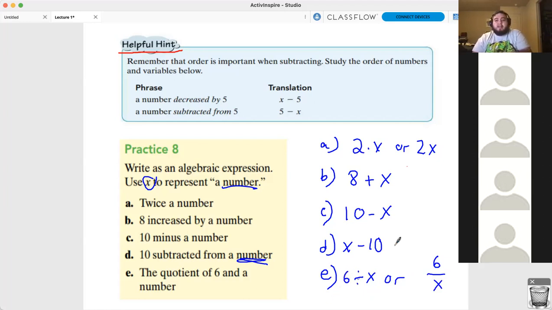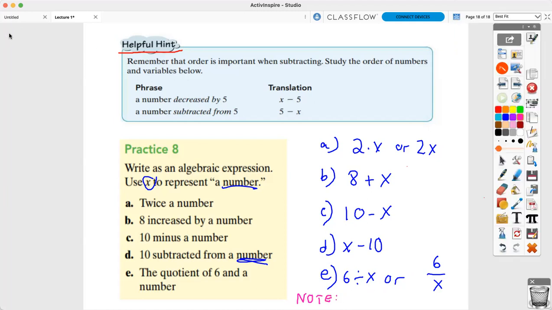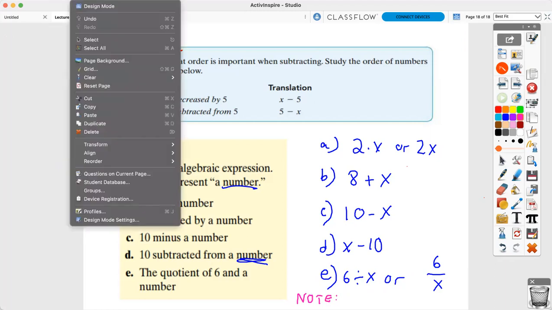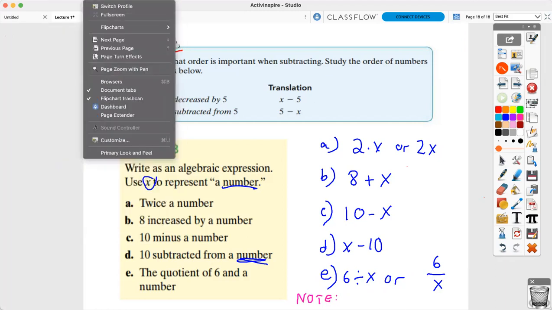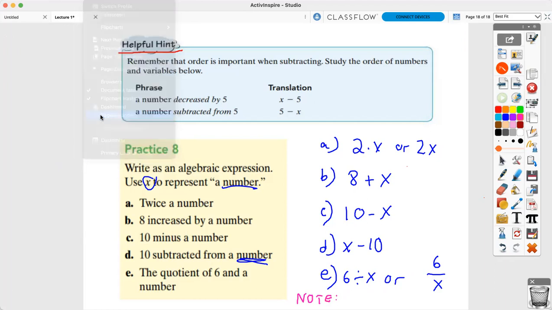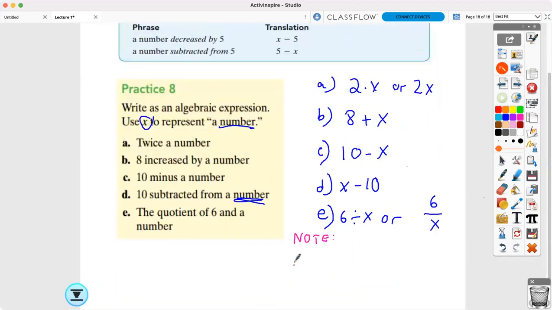So let's do this. Let me change my color up. I want you to write this in your notes. So this is a note. Let me scroll down a little bit. Give me a second. Page extender. Let me move this over here. So it's always going to be top divided by bottom, so that way you can write this note. Top divided by bottom is the same thing as top over bottom.